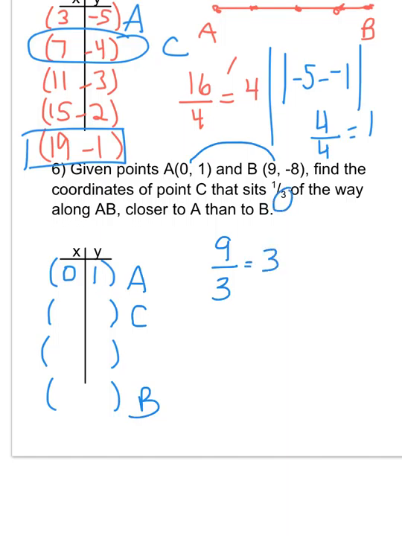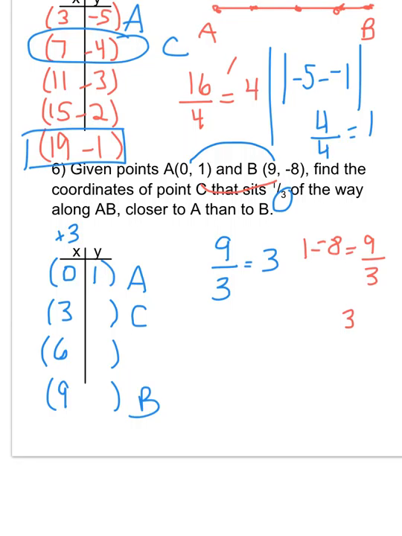So I'm going to be adding 3 to the x values. 0 plus 3, 3 plus 3, and 6 plus 3. And look, I landed where I needed, at 9. Let's figure the y's. 1 minus negative 8 is 9. The distance between the y values is 9. You can divide that up into 3 equal places, and you get 3.